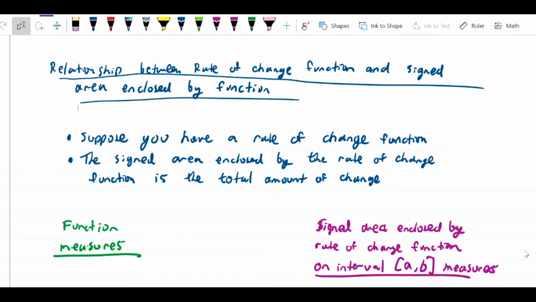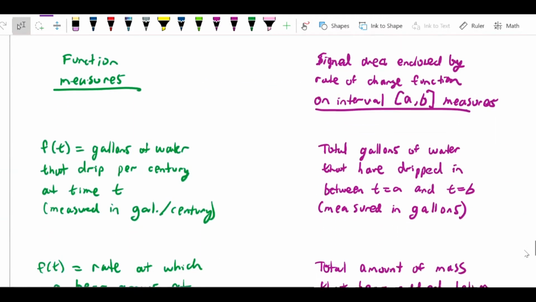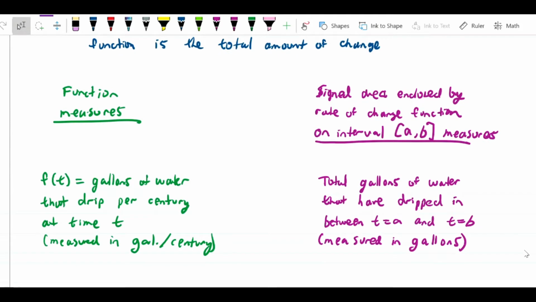I've just put up a couple of examples of this just to show you what I mean. Let's suppose, for example, that the function measures gallons of water that drip per unit time. I've used centuries here. Gallons of water that drip per century at time t. So, in other words, what the function is measuring is the rate at which the water is dripping. Let's say that at the beginning of the ninth century, the water is dripping at a rate of 5 gallons per century. Then what you have is a function that tells you at a given time t at what rate the water is dripping in gallons per century.